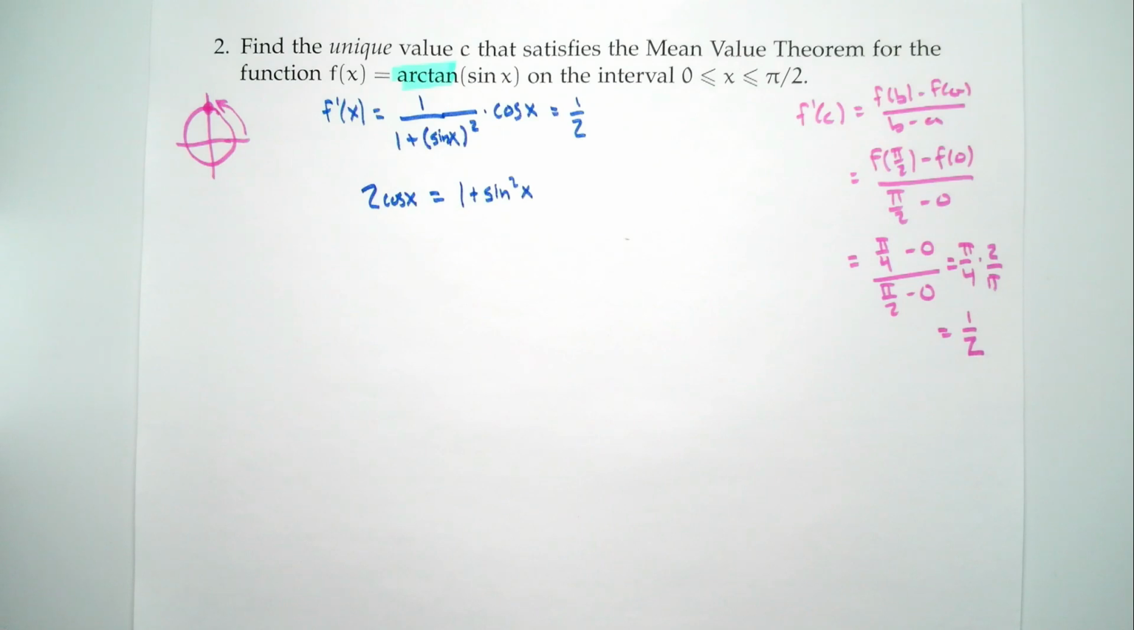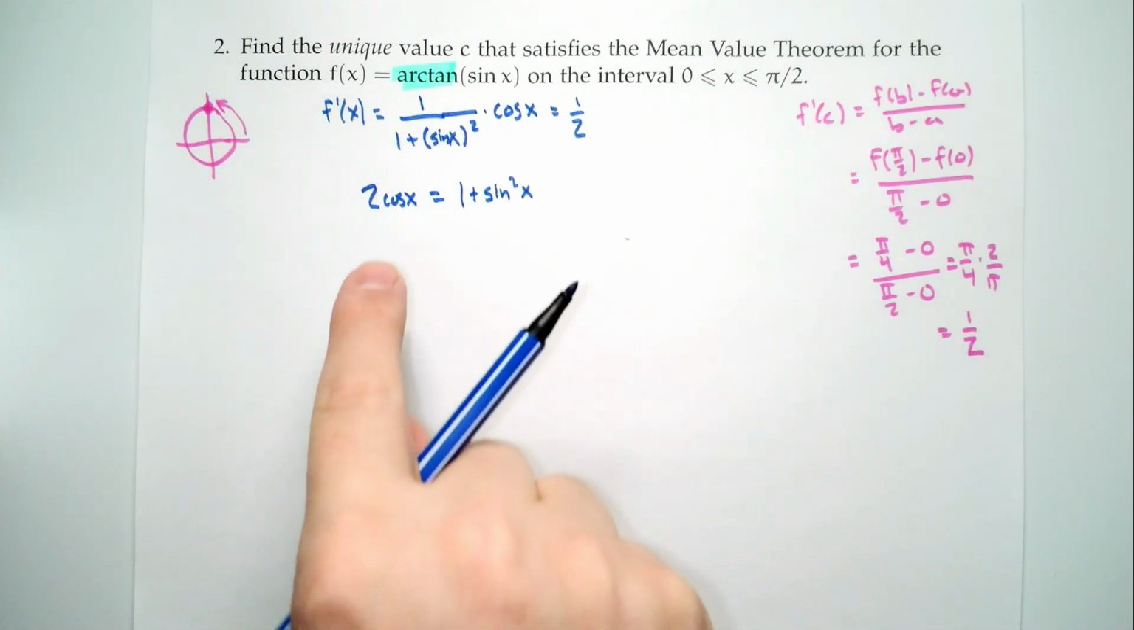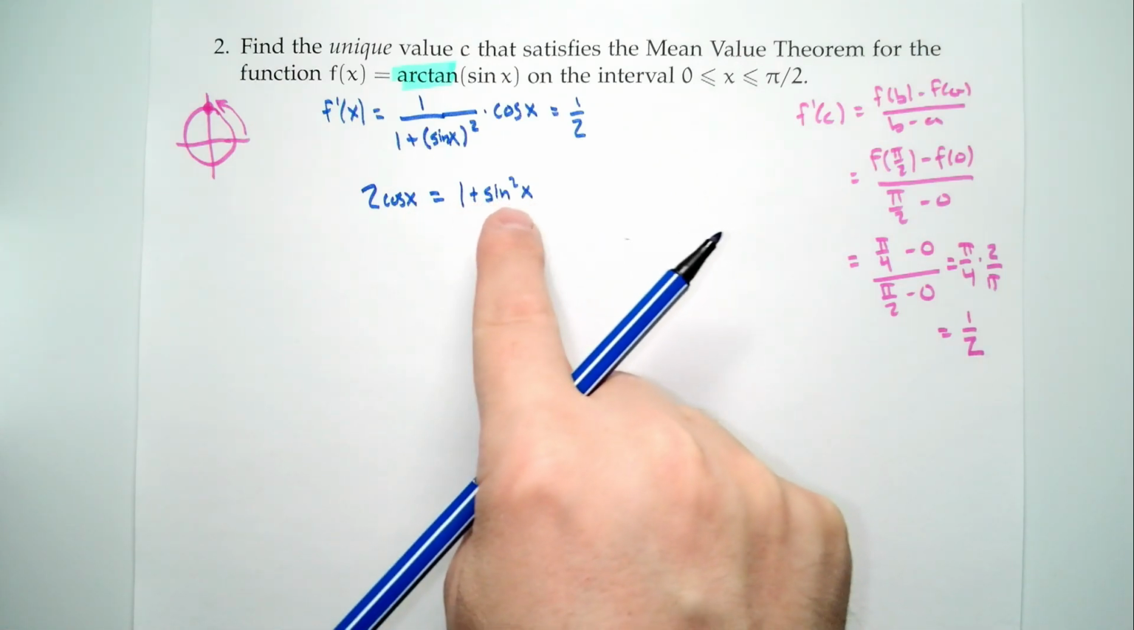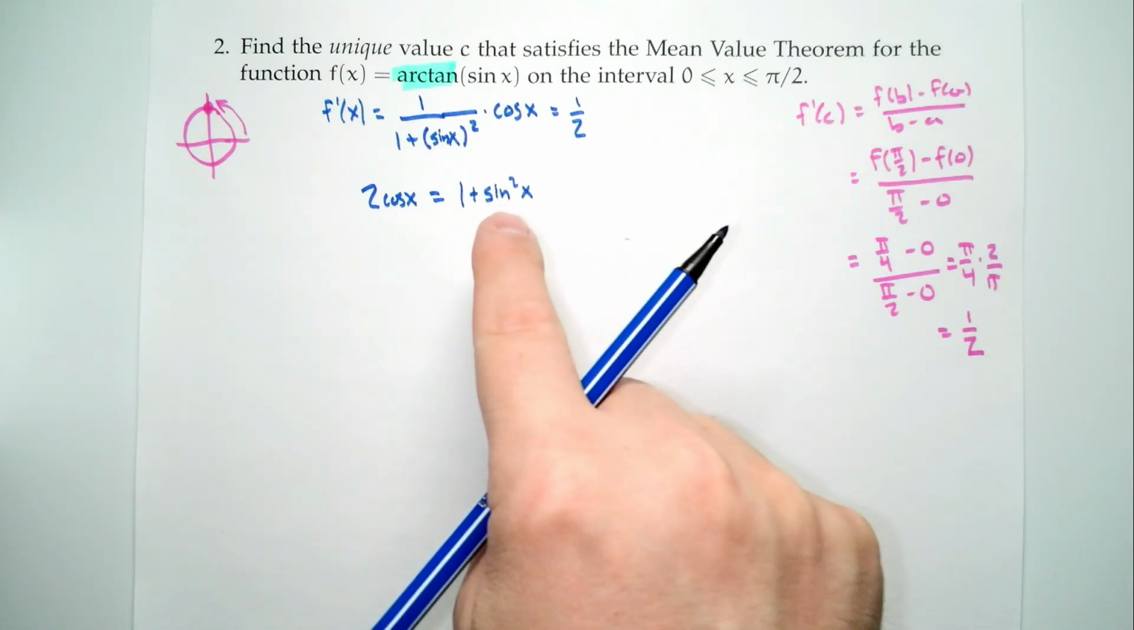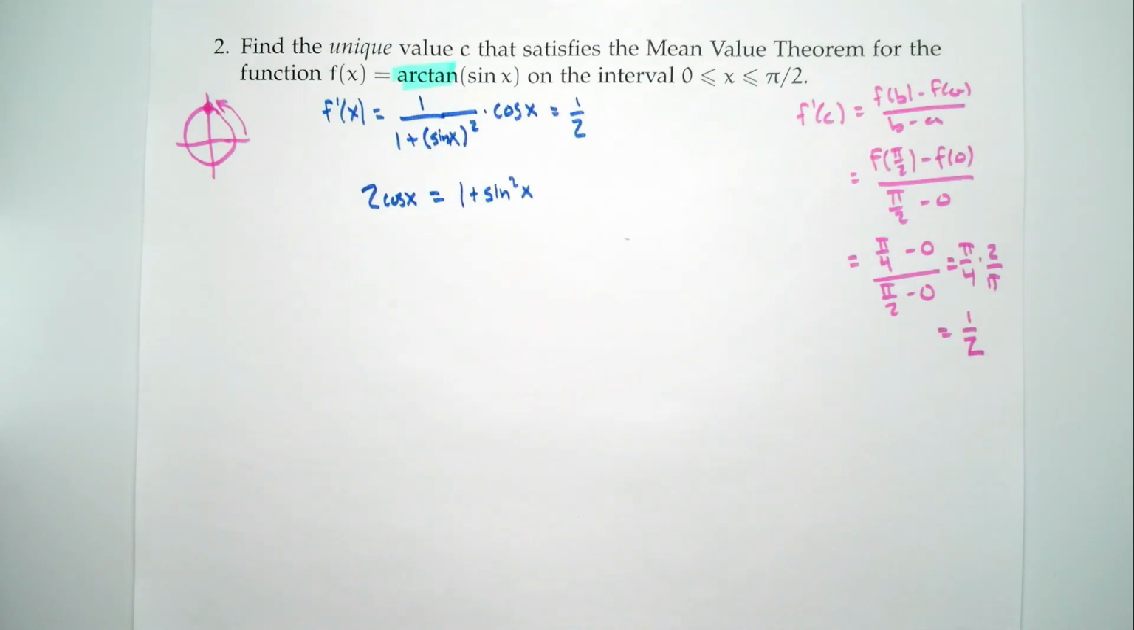Well, it's not so clear how to do this. Part of the problem is you have a cosine here and you have a sine. It's like apples and other kinds of apples. They're not quite fully compatible. So what can we do?